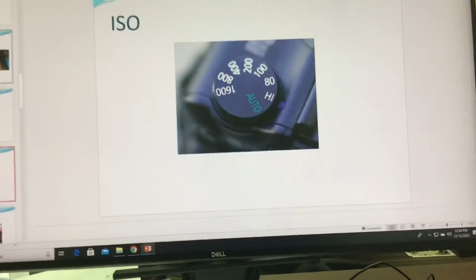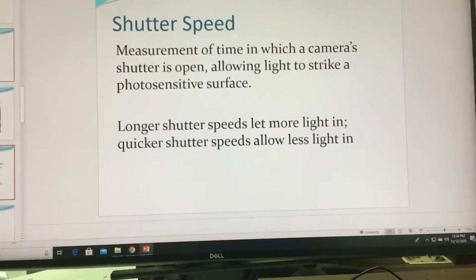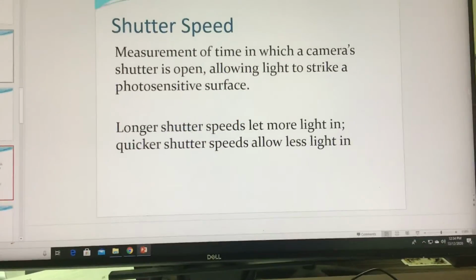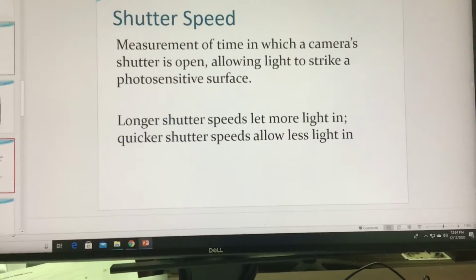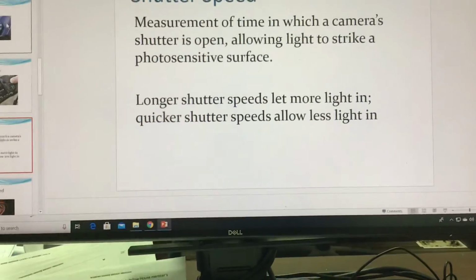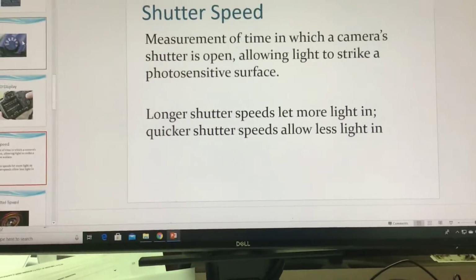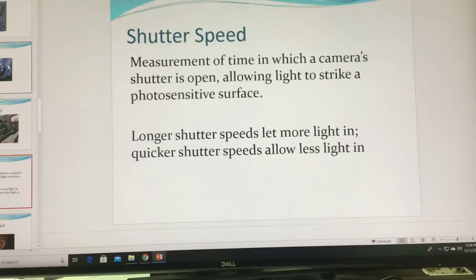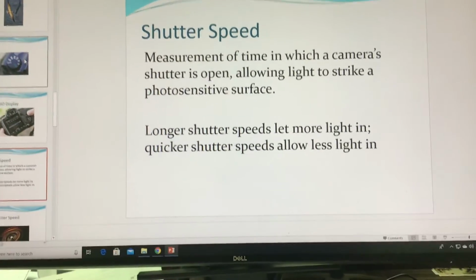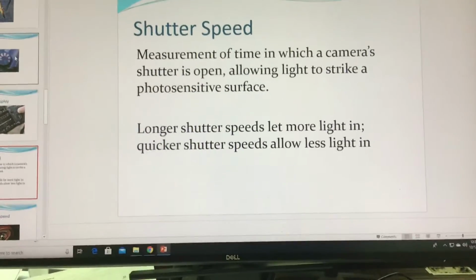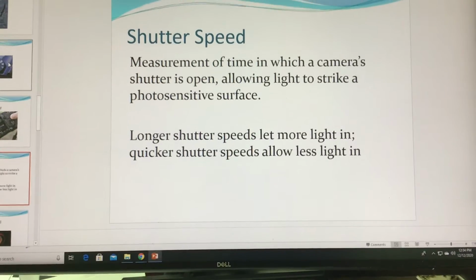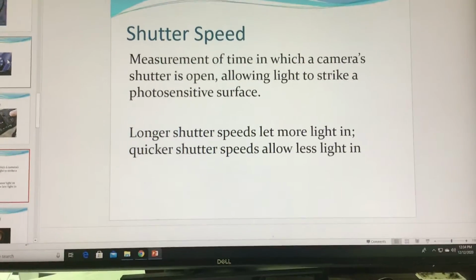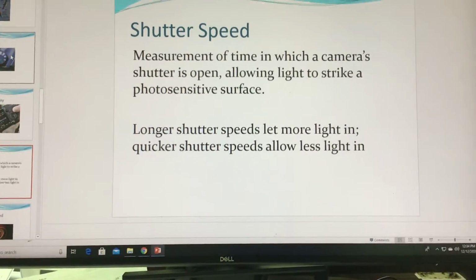Shutter speed is the measurement of time in which a camera's shutter is open, allowing light in. Okay, so for various lighting conditions and for action shots. For action shots, you definitely want a fast shutter speed. And for static shots, you could use a slower shutter speed if you wanted.